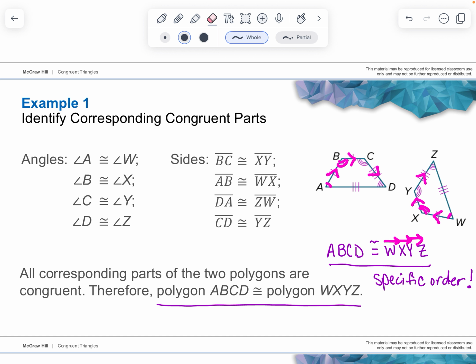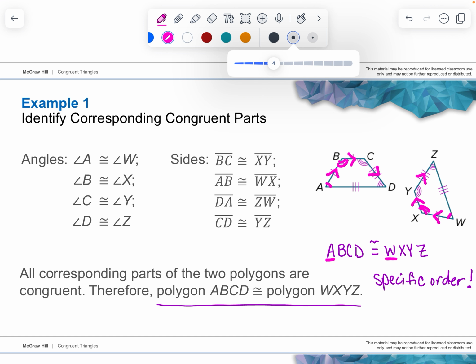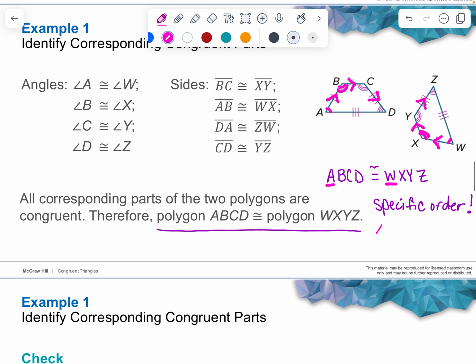Now, why that is really important and why it's super cool is because it gives me a roadmap. That means that angle A and angle W are the same. I now know that angle A is congruent to angle W just by looking at my congruence statement. I can also know that angle B is congruent to angle X because they are in the second position.